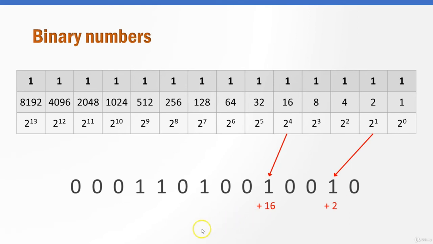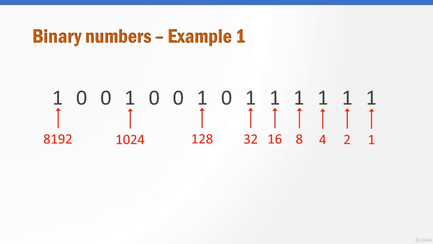And then we're going to look at the next digit, which is this one. That's going to be 128. We're going to add that to the previous sum. And then we're going to add these two ones, 512 and 1024. And in total, that's going to be 1682.